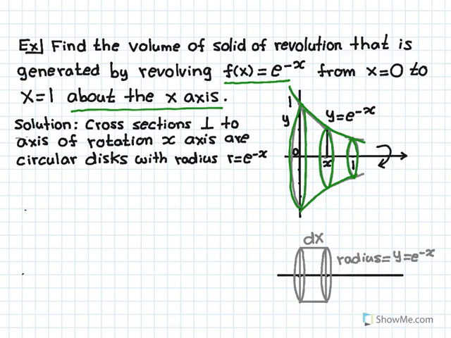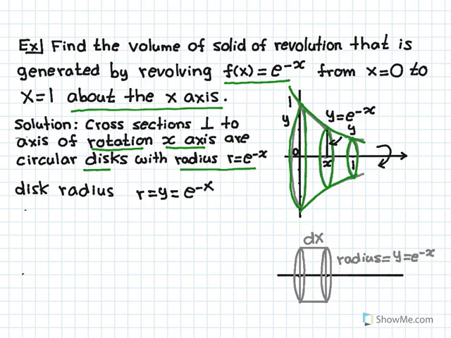All right, so the cross-sections perpendicular to the axis of rotation, the x-axis, are circular disks with radius r equals e to the minus x. So let's define some of these variables. We have the disk radius. What is the radius of the disk? Well, the radius of the disk is y. This is the radius of the disk, y. And y is equal to e to the minus x.